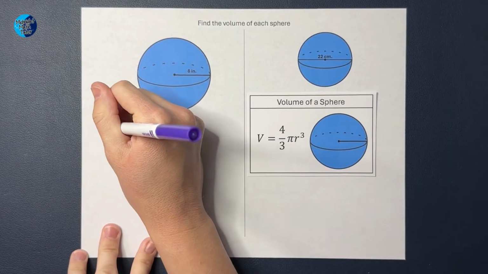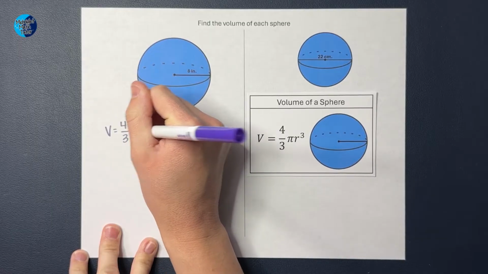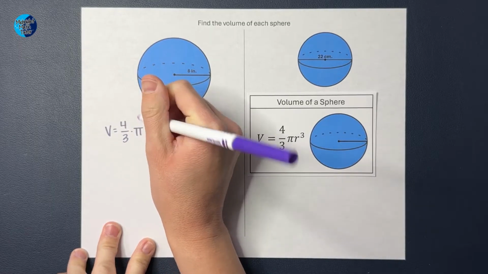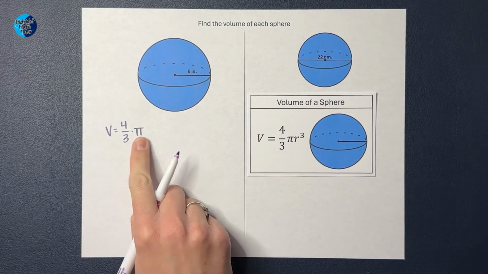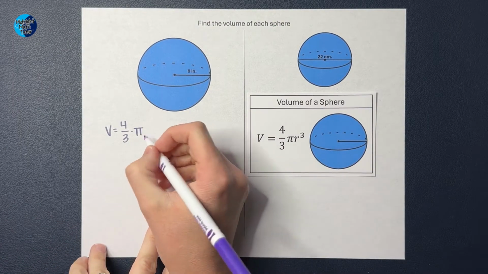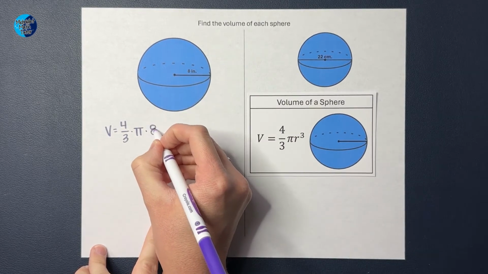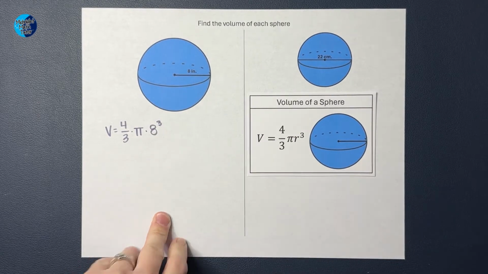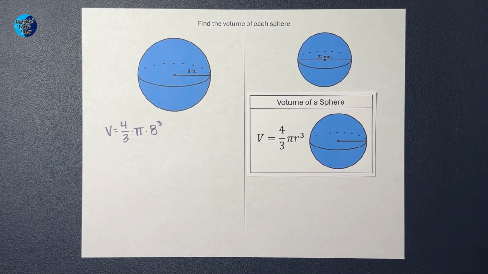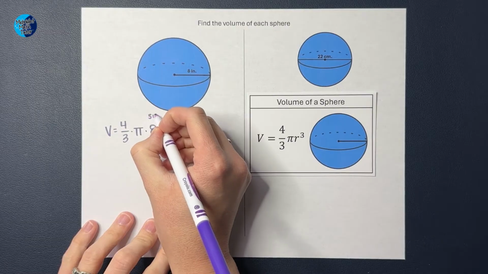So my volume is going to be 4/3 times pi. You're probably familiar with pi. If not, I'll link a video for you in the corner. We always use pi with circles and spheres and things. They're best friends, all right? Then we're going to multiply by my radius, which is 8 cubed. All right, when I multiply that out, 8 cubed is 512.